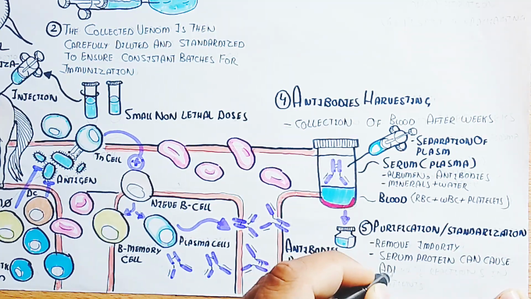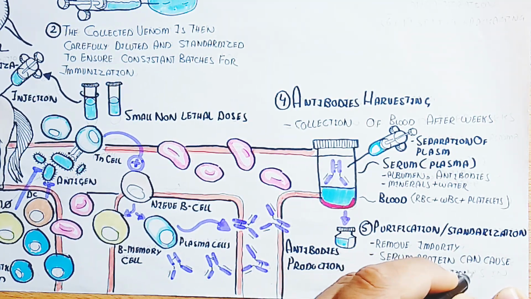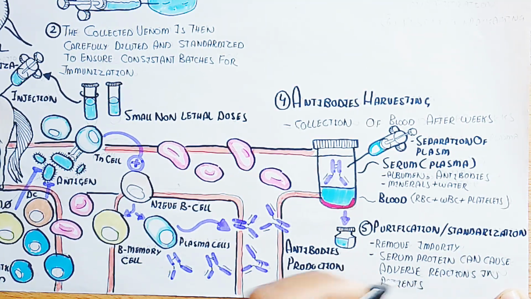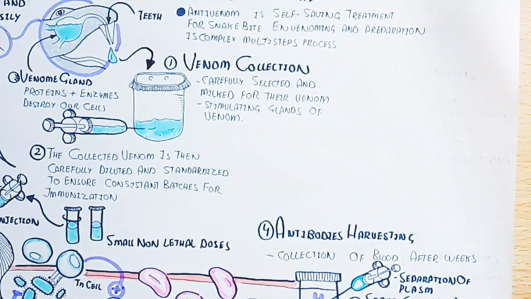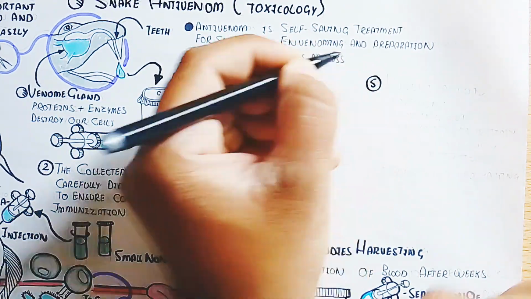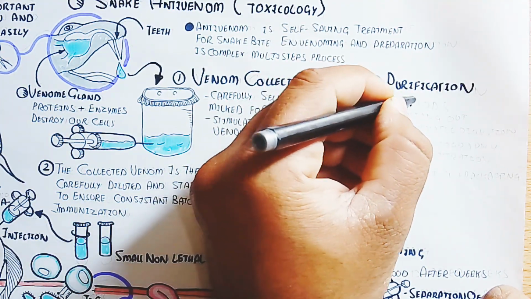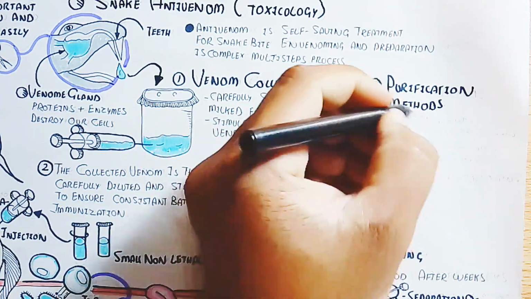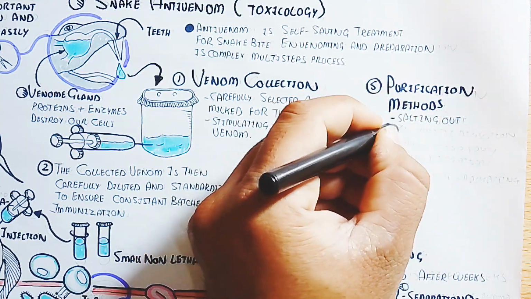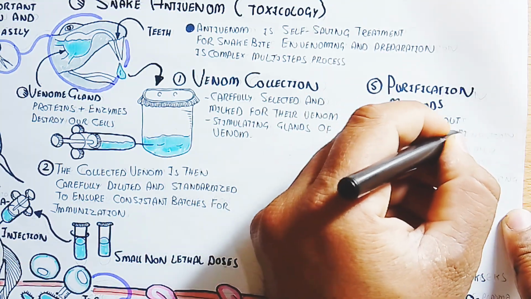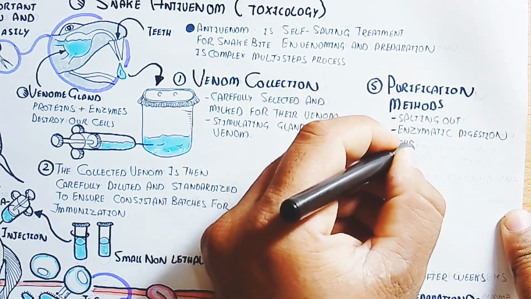Serum protein can cause adverse reactions in patients, so we should separate carefully, and the purification method is very important. Purification methods can be salting out, enzymatic digestion, chromatography, and filtration. And the sixth step is testing and packaging.